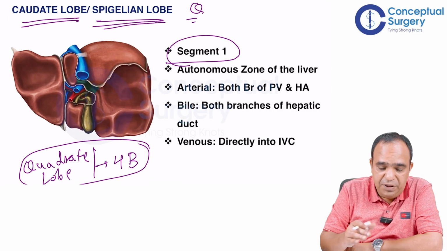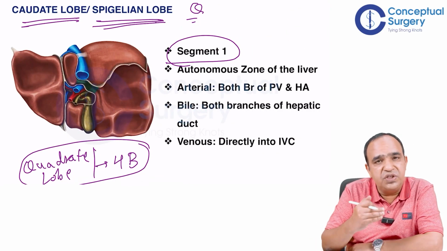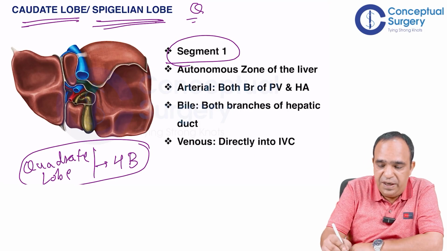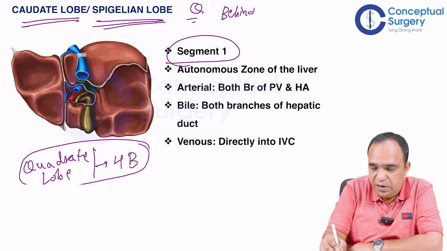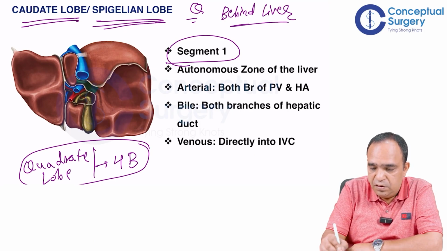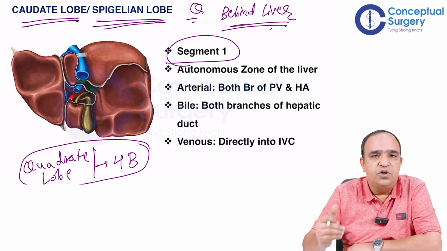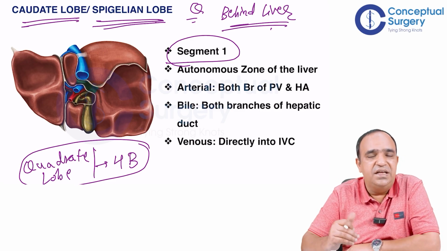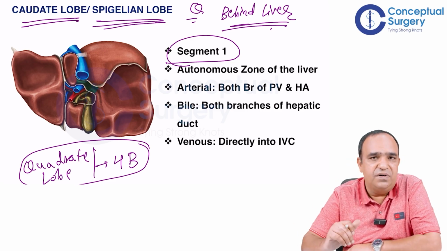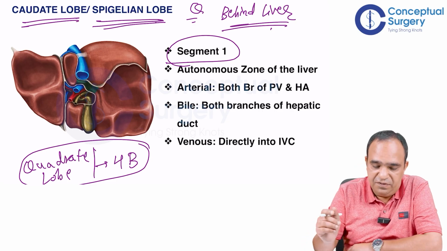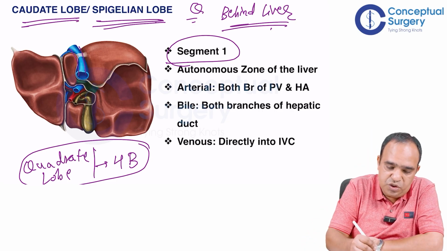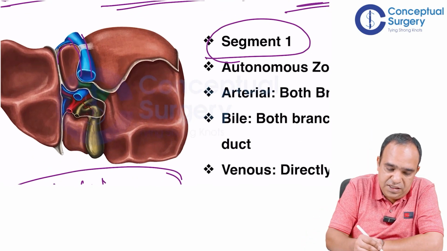Okay. Now segment 1 is on the posterior side of the liver, behind the liver. Segment 1 is not present on the anterior surface. It's behind the liver, embracing the IVC. As you can see, this blue structure is the IVC. This is segment 1.